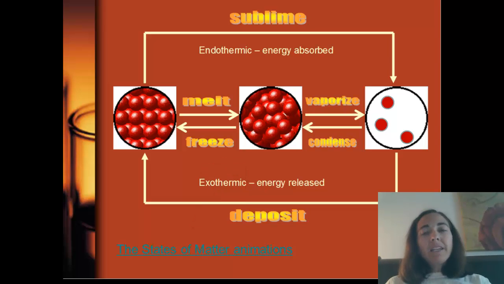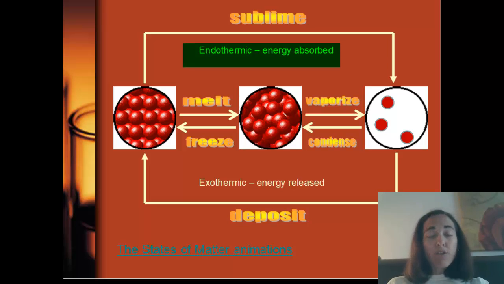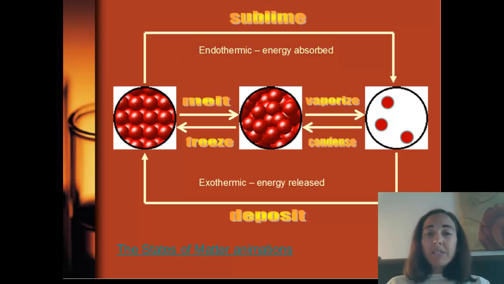And then finally, if you vaporize a liquid, you create a gas. Gas is the picture on the right-hand side of this slide. Gas molecules are spread very far apart and they're not organized at all. Now this whole process as you go from a solid to a liquid to a gas requires energy, so it's termed endothermic.